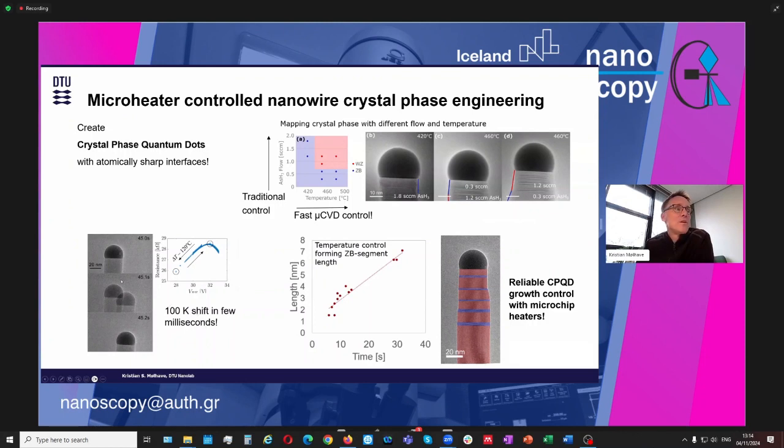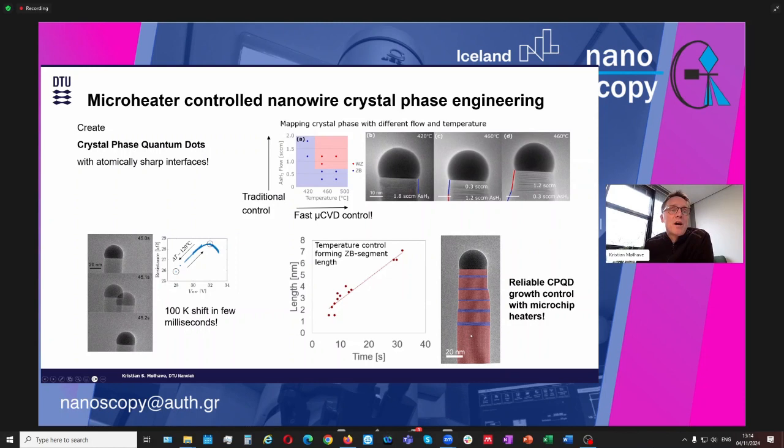Here's a video of the temperature change. There's a slight thermal drift as we change from 400 degrees to 500 degrees. And in one frame, you can see it shifts clearly from one position to another. So within milliseconds, we change temperature 100 degrees. And now we can begin to change the temperature as we want.